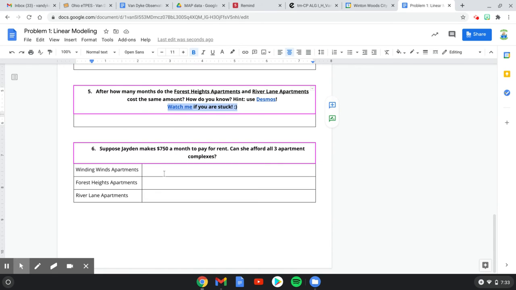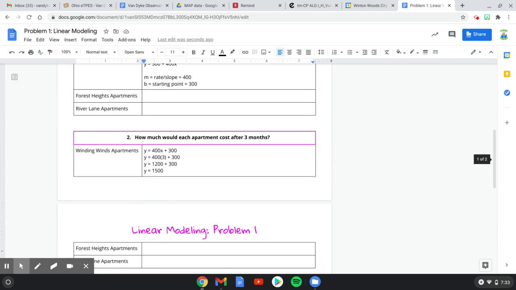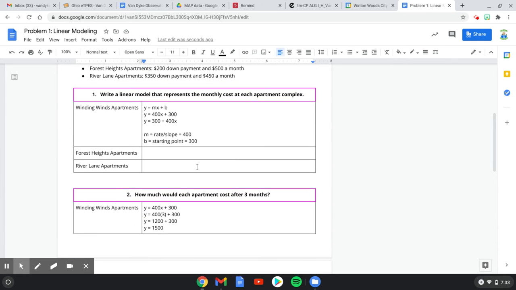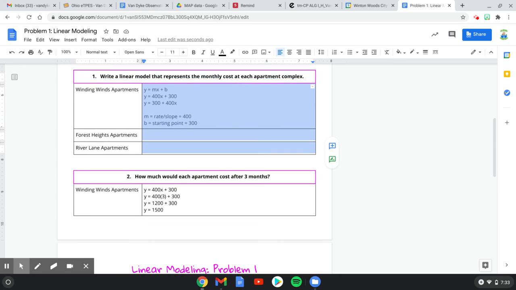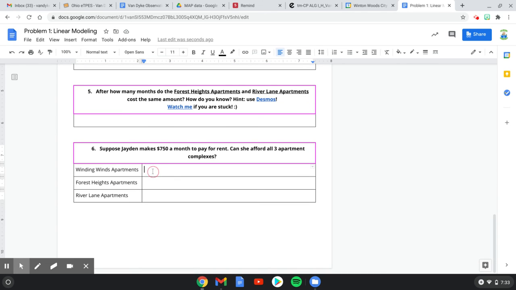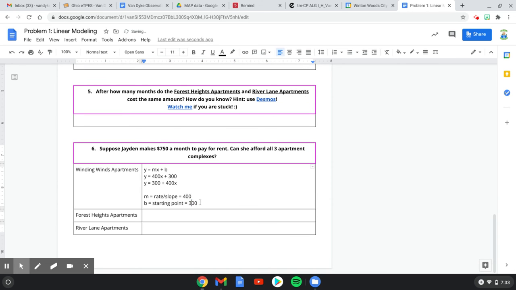And then for number 6, the question is, suppose Jaden makes $750 a month to pay for rent. Can she afford all 3 apartment complexes? So a really good starting point is to go back up to your number 1. You should have your equations in here, and then just paste them in number 6. Number 6 is asking me if she makes $750 a month, so per 1 month, to pay for rent, can she afford all 3 apartment complexes?